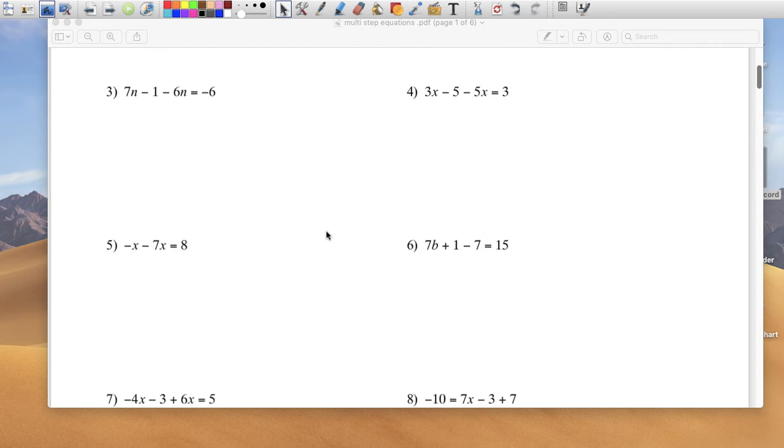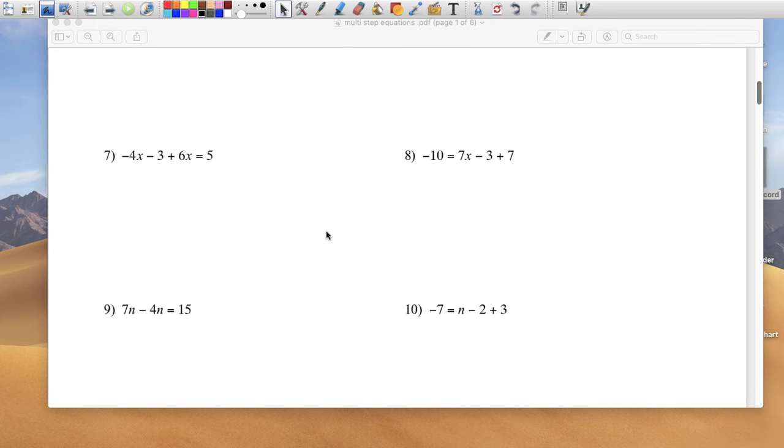Actually, let me do 6 and 7 on the same page. So 7, again, distributed property? No. Combine like terms? Yes. Again, let me separate this because I did see some of you guys combining terms from this side with terms on that side. You can't do that. Look at each side separately, left and right.